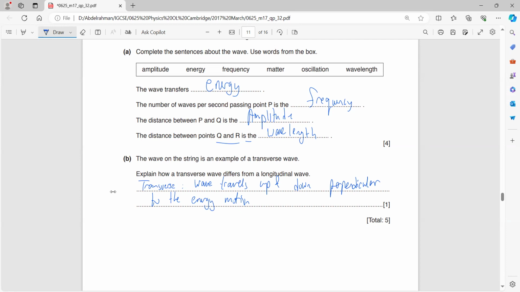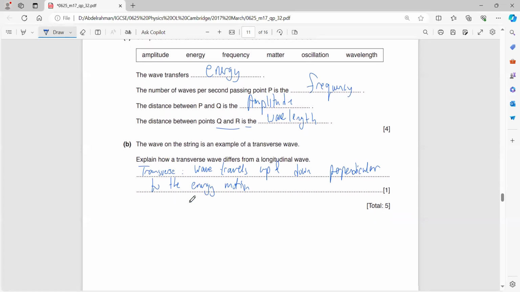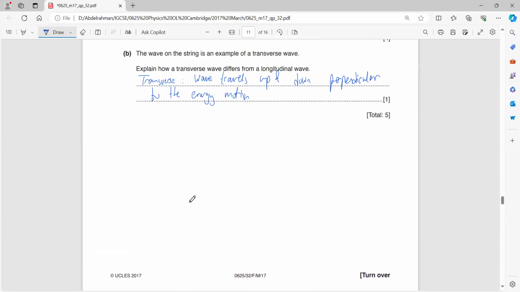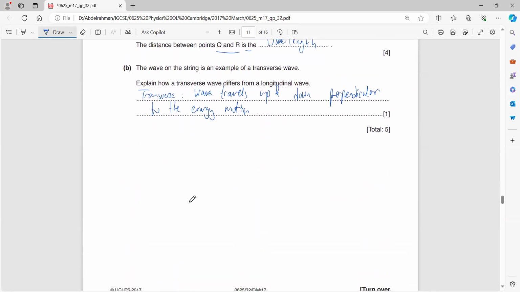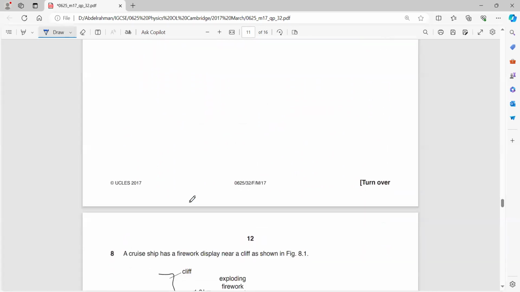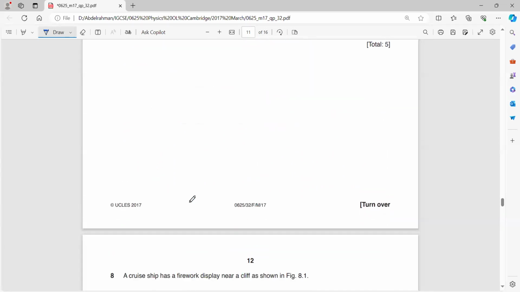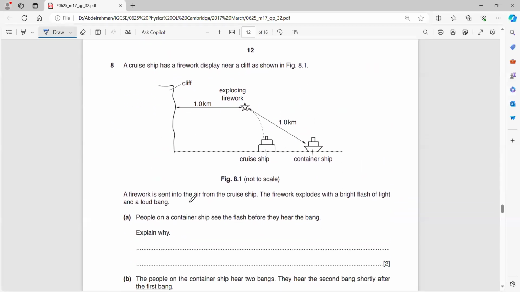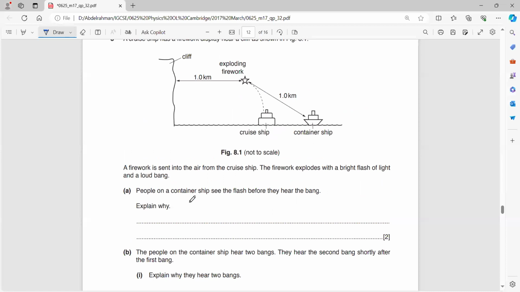Okay, good. Do I have to say up and down? Yes, you have to say up and down. You don't have to say that it has crests and troughs. Okay. Next question.